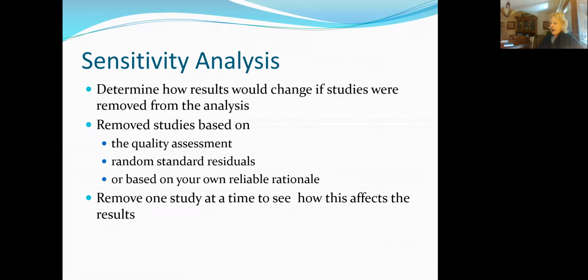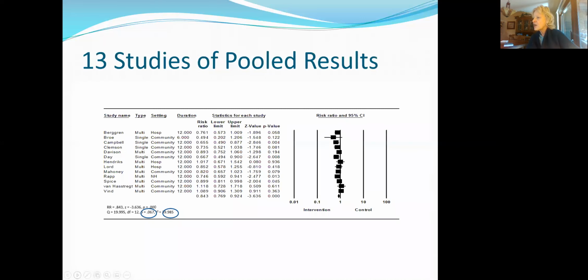So the sensitivity analysis, as we talked about a minute ago, determines how the results would change if studies were removed from the analysis. So you remove the studies based on the quality assessment, or you can do a random standard residual, or based on your own reliable rationale. You remove one study at a time to see how this affects the results. So let's say you assessed of those 17 studies, 2 of them seemed like they had a pretty weak design, so you might start with those 2. So when they did this, they then had 13 studies of pooled results.